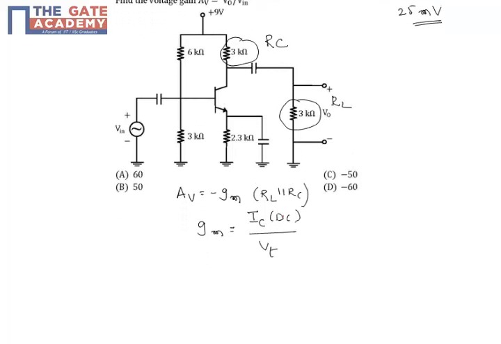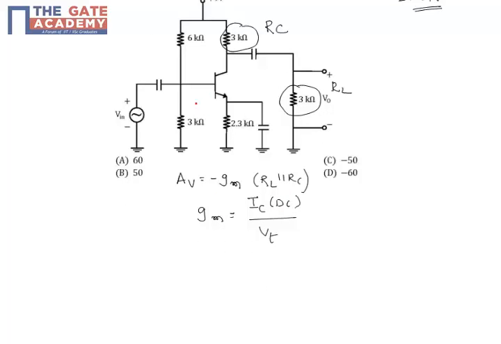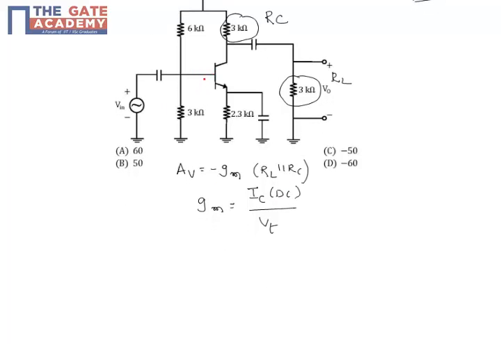To find the DC collector current, you have to write the DC equivalent of this circuit. When you write the DC equivalent, we know that the capacitor will be open for DC. So the above circuit will become like this. This is the emitter, this is the collector. R1, R2, RC, supply voltage VCC, and this is RE.